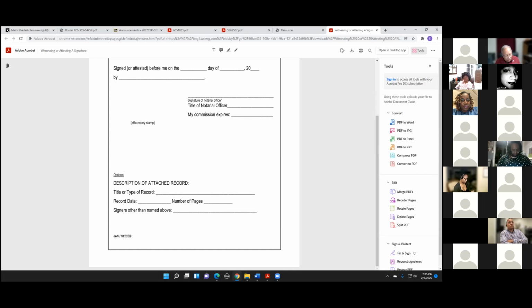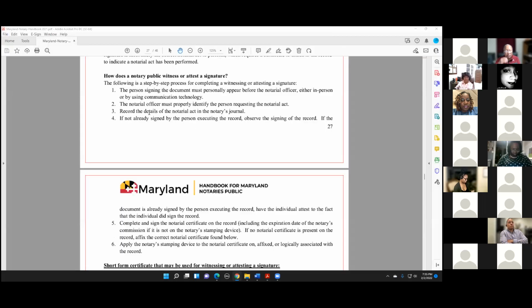Okay, so now, again, the steps down here at the bottom are pretty much the same as others. Let's read the steps. Again, it says the person must appear before you. The notary also must identify the person. You must record the details in your journal. Now, again, if not already signed, have them sign it in front of you. Then you complete that certificate we just saw, and you apply your stamp to the notarial wording and attach the two documents together.